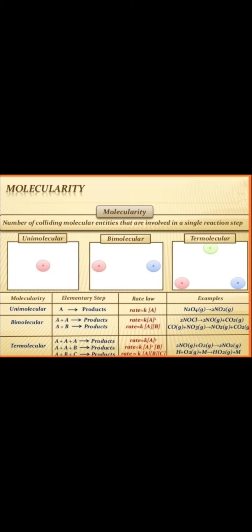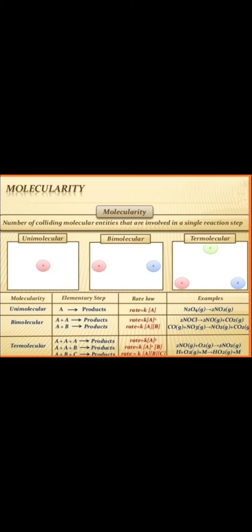If a single molecule is involved, it is unimolecular. If two molecules are involved, it is bimolecular, and if three molecules are involved, it is termolecular. So depending upon the number of molecules involved in the elementary step, that is molecularity.